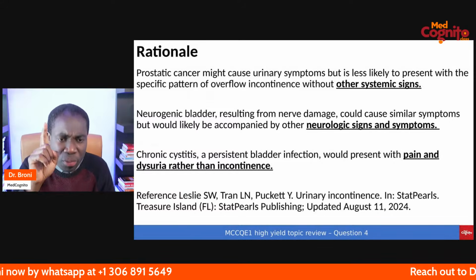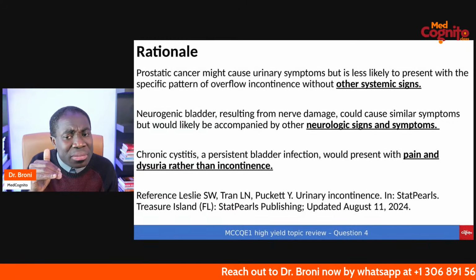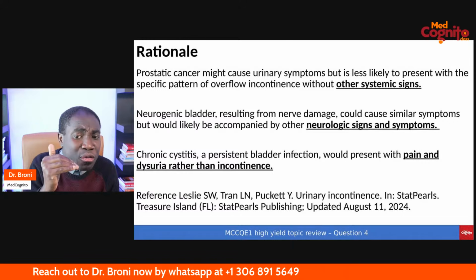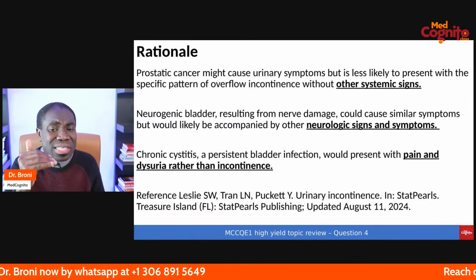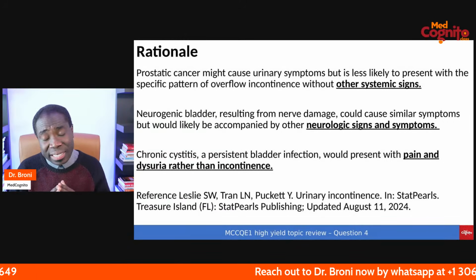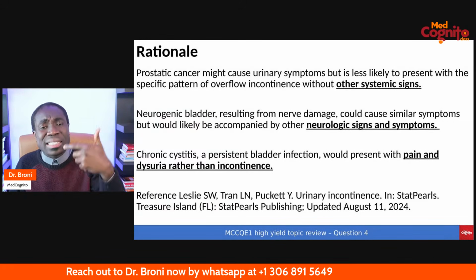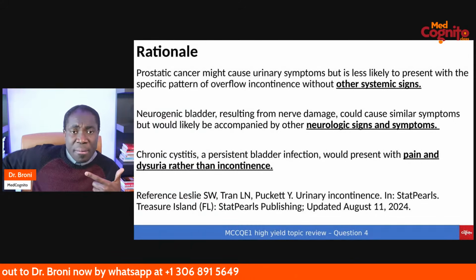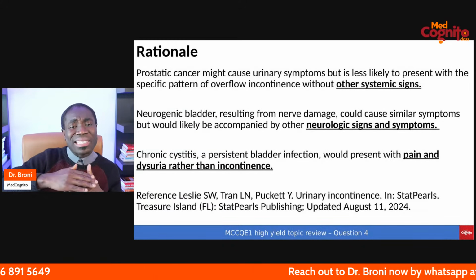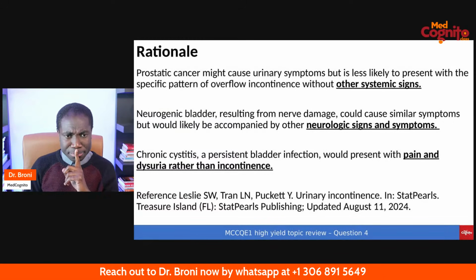Okay, next one. Prostate cancer was one of the answer options. It might cause urinary symptoms, but is less likely to present with a specific pattern of overflow incontinence without other systemic signs. So what this rationale is basically saying is that by the time a patient with prostate cancer starts exhibiting symptoms of bladder outlet obstruction or overflow incontinence, it means that the cancer has really advanced, right? Now, neurogenic bladder.